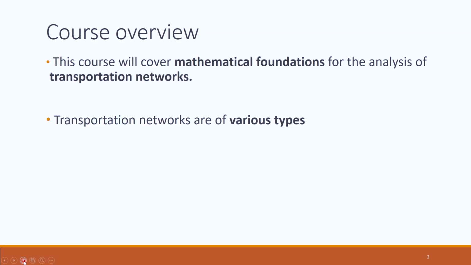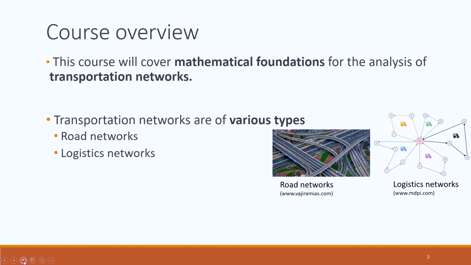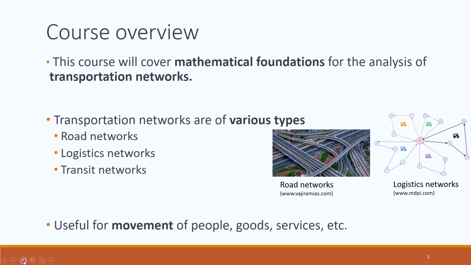So, this course will cover the mathematical foundations for the analysis of transportation networks. Transportation networks are of various types. For example, the simplest one which everyone would have encountered are the road networks. We also have logistic networks which are responsible for the movement of goods across various parts of the cities. We also have transit networks which are responsible for the mass transport of movement across various places in the cities, and these transportation networks are useful for the movement of people, goods and services, and therefore it is important to study them to analyze different problems that arise related to these transportation networks.